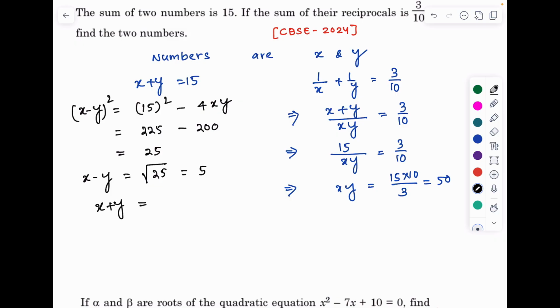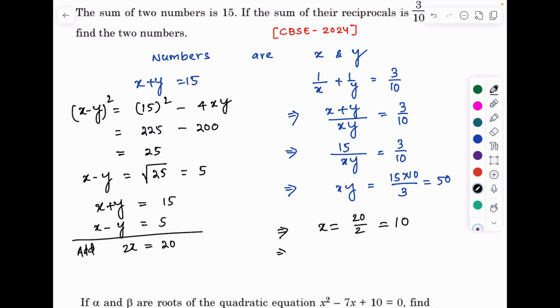Now x plus y is equal to 15 and x minus y is equal to 5. Adding these two, if you will add, then 2x is equal to 20, or x is equal to 20 by 2, that is equal to 10, and y is equal to 15 minus 10, that is equal to 5.